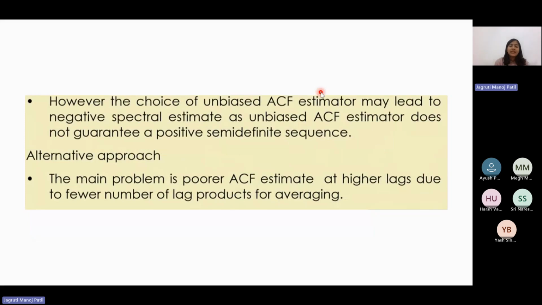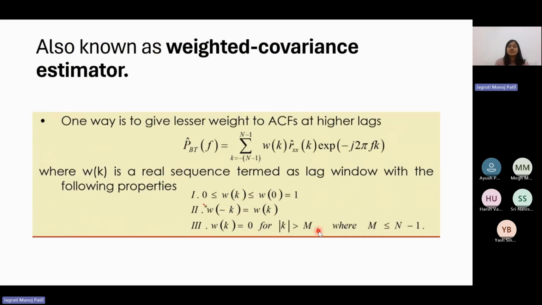But they saw that this may lead to a negative spectral estimate, as the unbiased estimator does not guarantee a positive semi-definite sequence, because until now everything was positive, the correlation sequence was positive. So what can be an alternative approach? Increase the number of points. It was a poorer estimate because higher lags had fewer lag products for this averaging. So they could increase it, but no, they didn't increase it. What they did was add a weight.